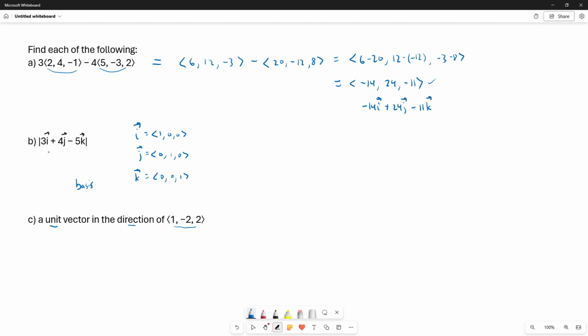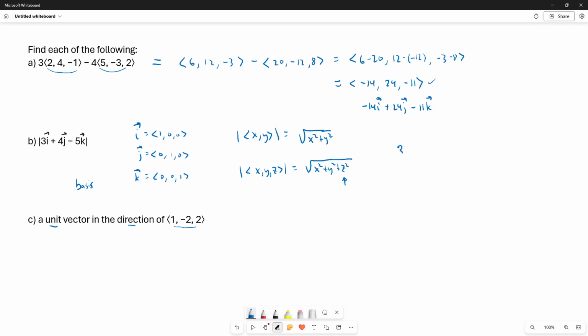Okay, so the next thing is, what do we do to find the magnitude of a vector in R3? So if you have a vector in R2, the magnitude is the square root of the sum of the squares of the components. And if you have a vector in R3, the magnitude is the square root of the sum of the squares of the components. It's the exact same sentence, but we just have an extra component to square and add to our sum.